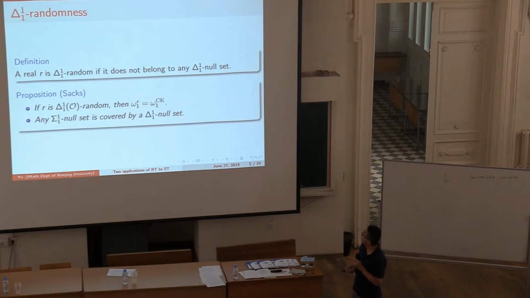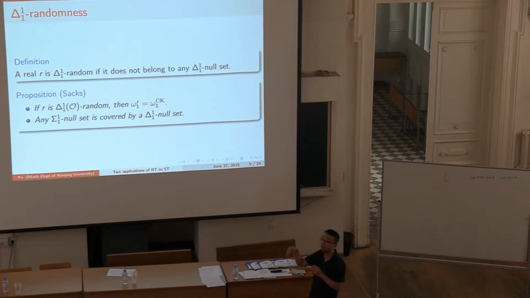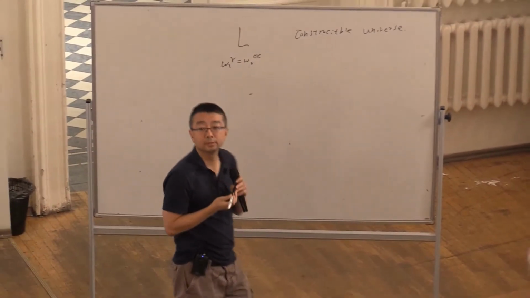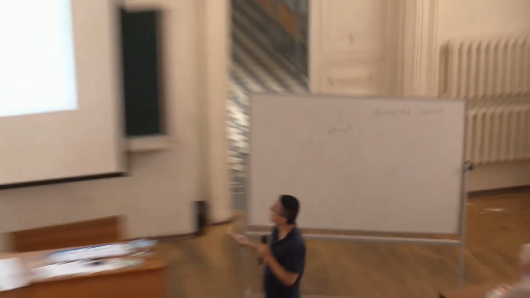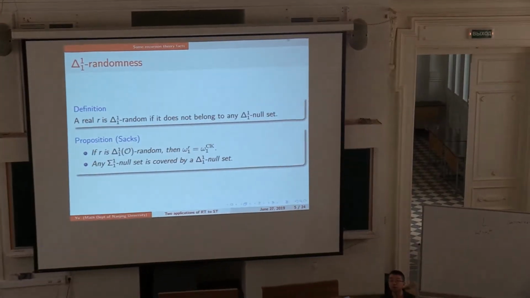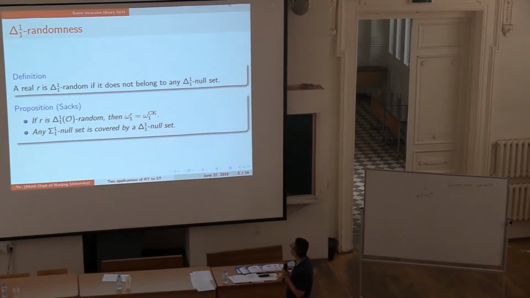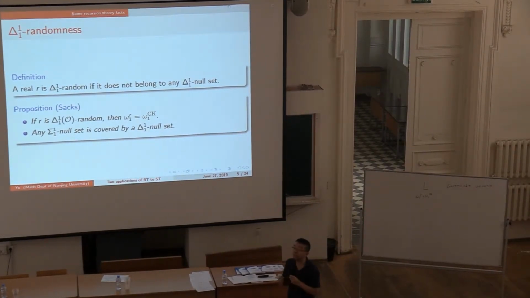And Sacks proved some basic results on high randomness in the 1960s. If R is Delta 1 1 random relative to Kleene's O, then omega 1 R equals omega 1 CK. So it does not increase the well order. So if R is random enough, then it has no power. It does not increase the well order. And every Sigma 1 1 null set is covered by a Delta 1 1 null set.